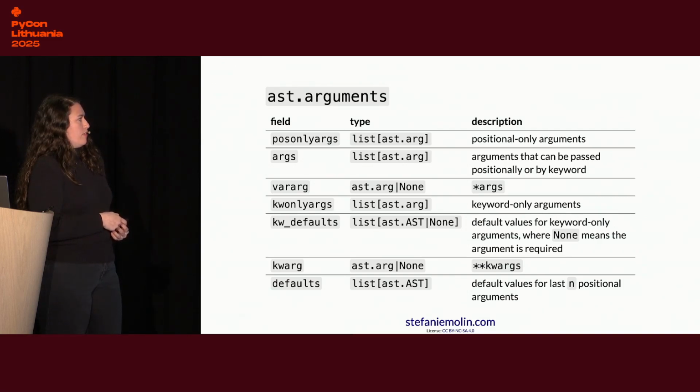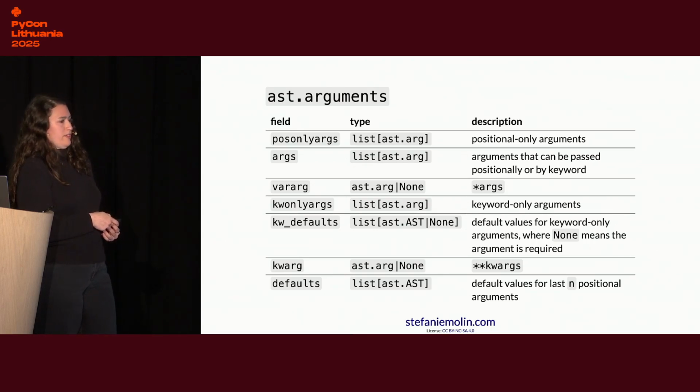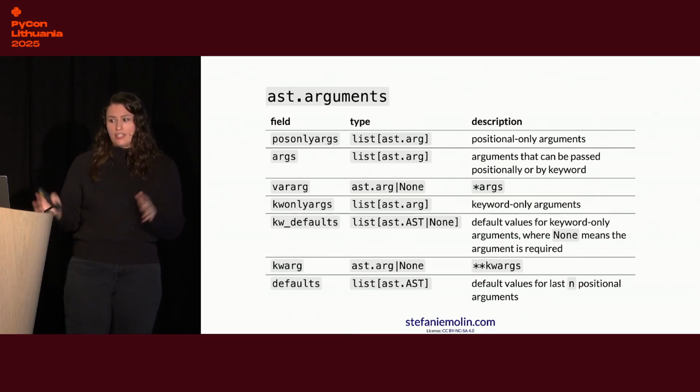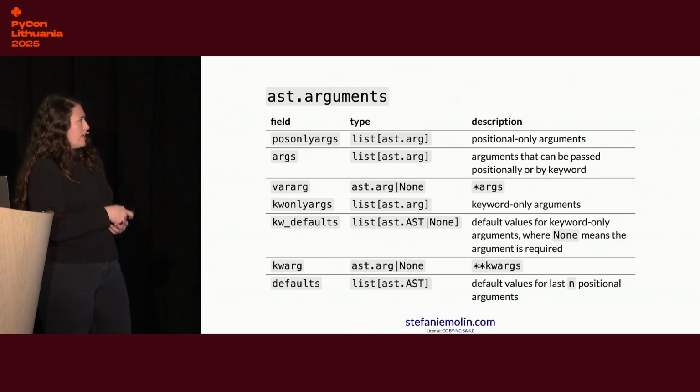Then we have vararg, which you're probably going to associate with star args. And this is different, right? So this is either there or it's not. So if it's None, the function does not have that. And then if it does have it, we will have a single arg node that we can work with.